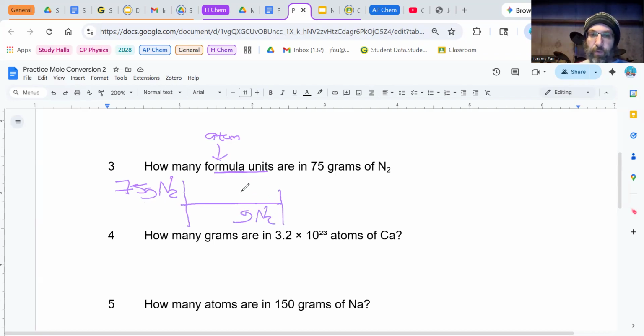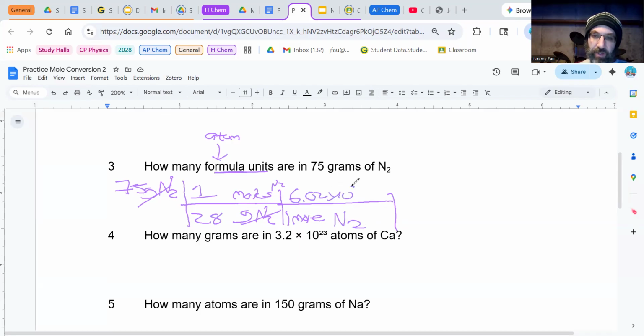And just like we did before, we can go from grams to moles if we use the molar mass. So 1 mole of N2 is 28 grams. Each nitrogen is 14. 14 plus 14 is 28. Grams of N2 are done. We have moles of N2. We don't want the answer in moles, though. We want to get to formula units or atoms. Well, 1 mole of anything, in this case of N2, is 6.02 times 10 to the 23rd atoms.